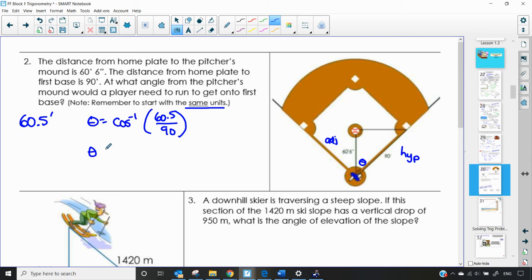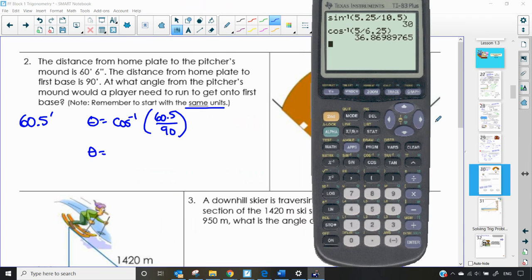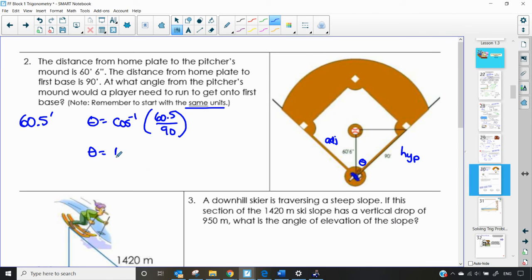And so cosine⁻¹ of 60.5 over 90, if I put that into my calculator, it's going to be second cos of 60.5 divided by 90, which gives me 48 degrees.